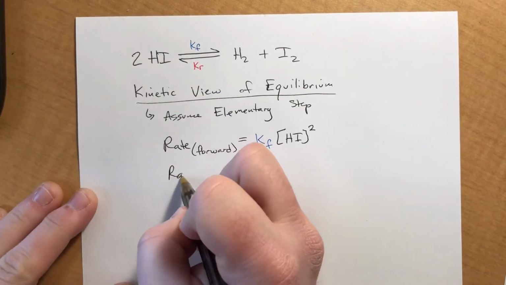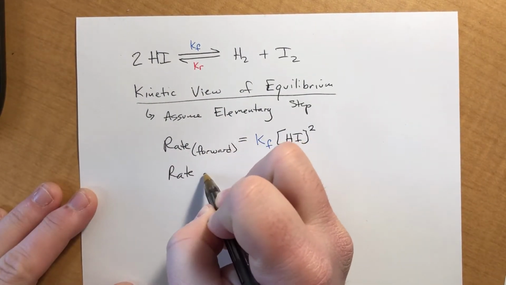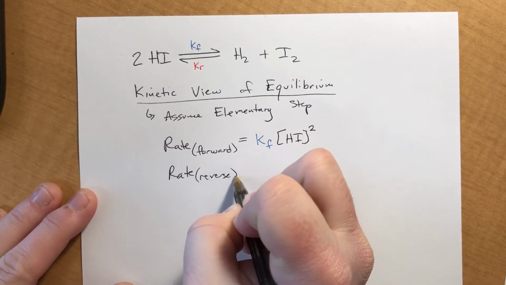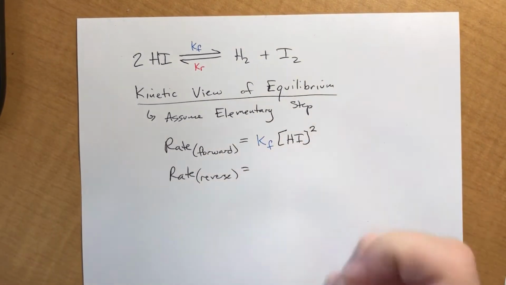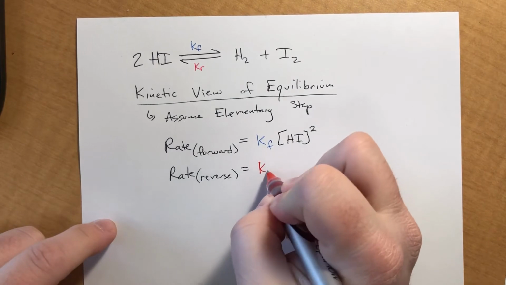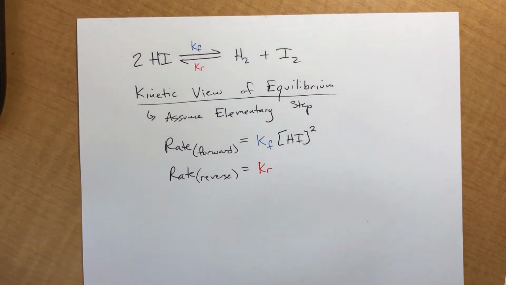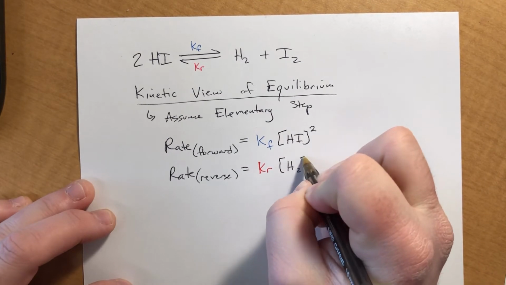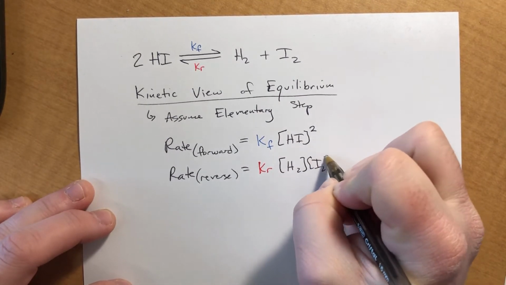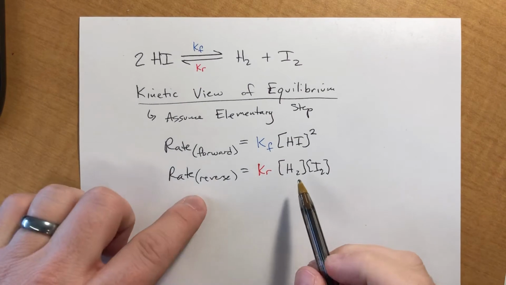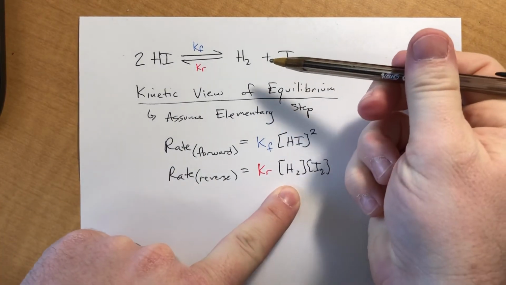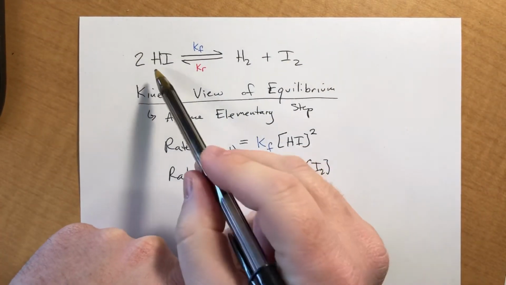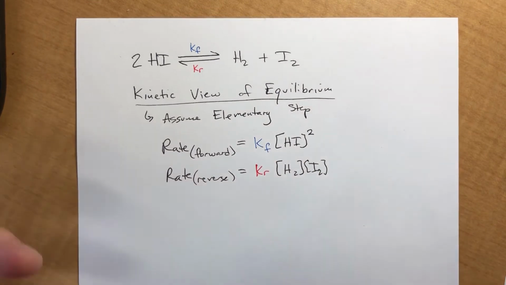And the rate of the reverse reaction is equal to Kr, because it's the reverse, times the concentration of H2 times the concentration of I2. So I know that our rate laws were in terms of reactants, but if we were visualizing the reaction going this way, you could visualize these as reactants and this as products, which is why this still works that way.